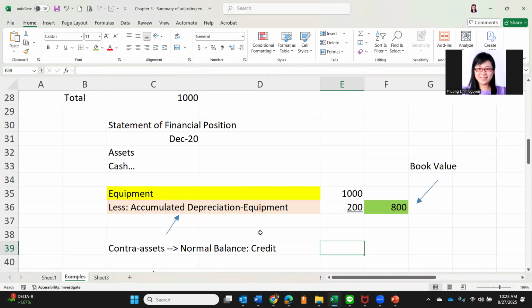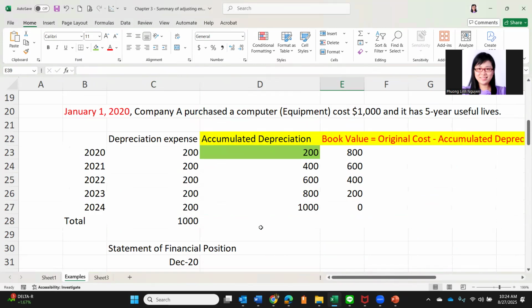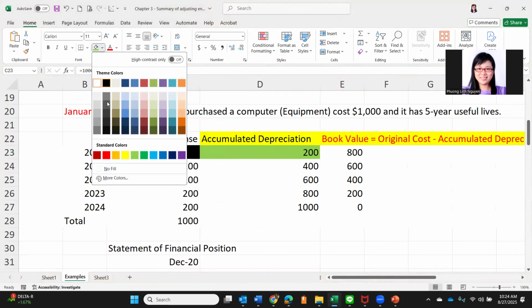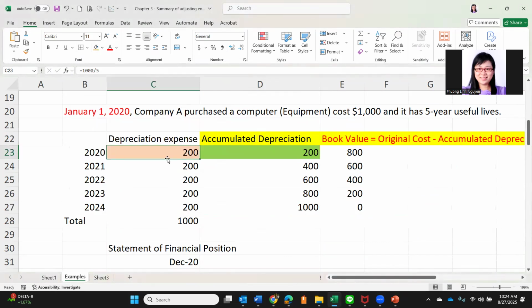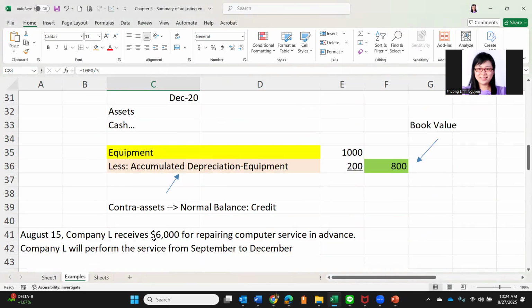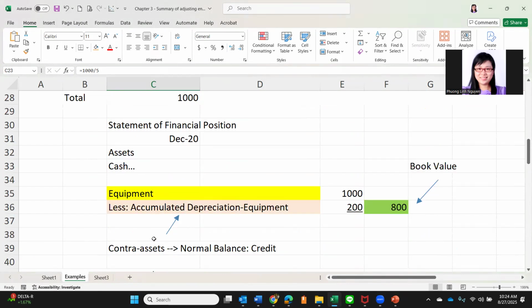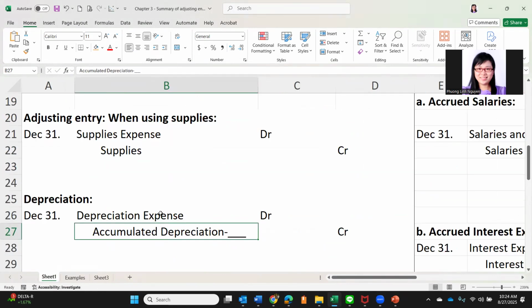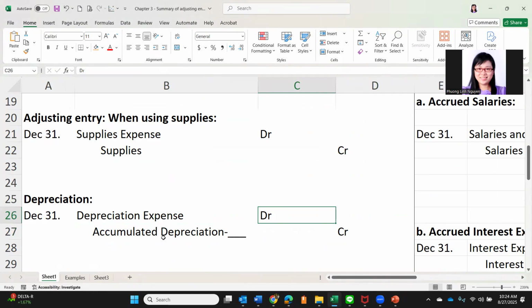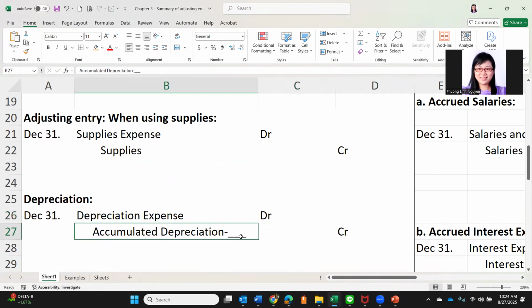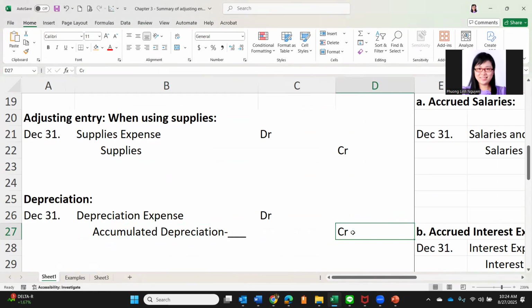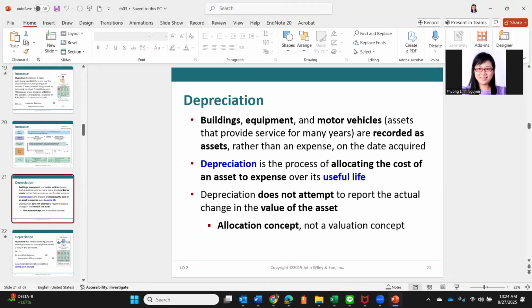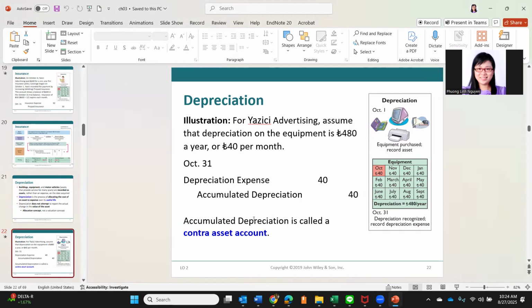All right. So what will be your adjusting entry for depreciation at the end of year one? Your adjusting entry will be debit depreciation expense 200, credit accumulated depreciation, equipment, 200. Now let's look at the example here, okay?